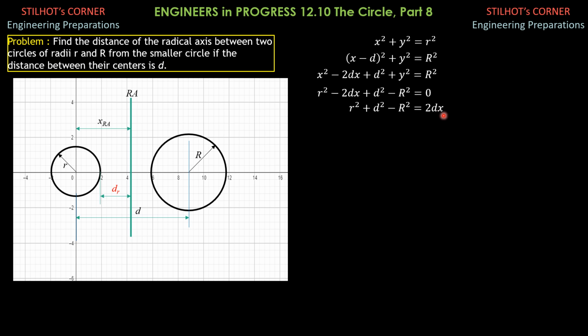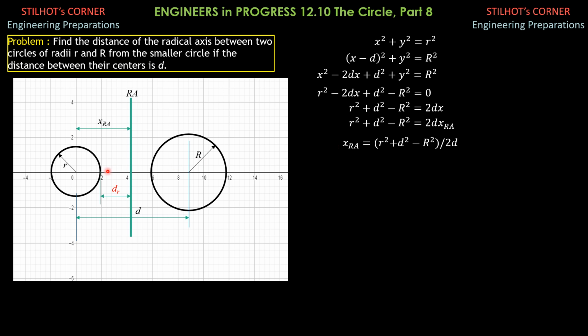We replace x here by x sub ra because this is also the equation of the radical axis. So small r squared plus small d squared minus big R squared equals 2d x sub ra. Therefore, x sub ra is equal to quantity small r squared plus d squared minus big R squared all over 2d.